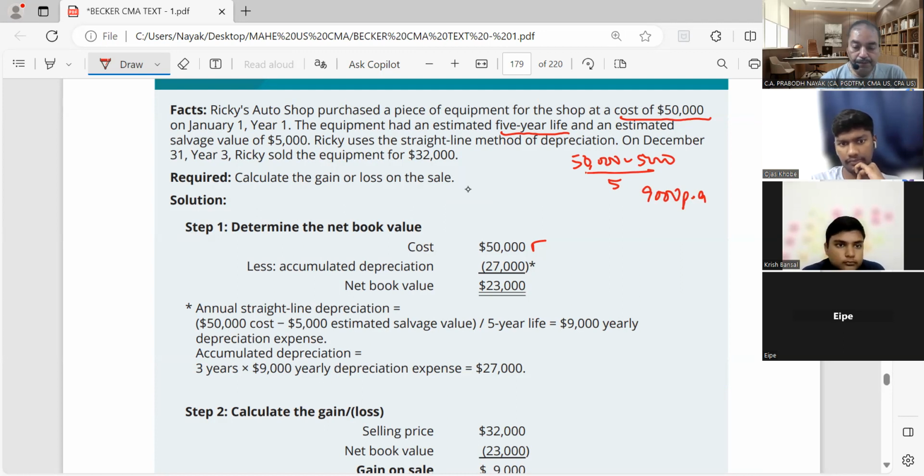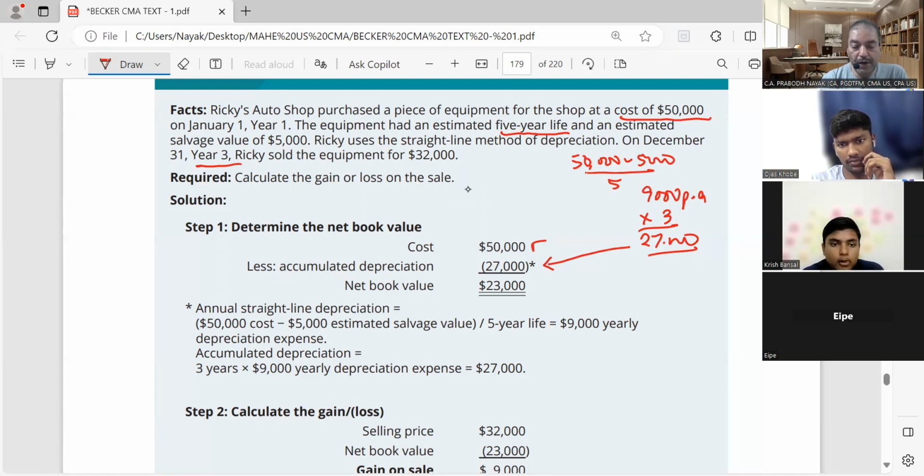Now on December 31st, year 3, meaning 3 years have passed. Total depreciation is 9,000 into 3, which is 27,000. So your accumulated depreciation is 27,000.